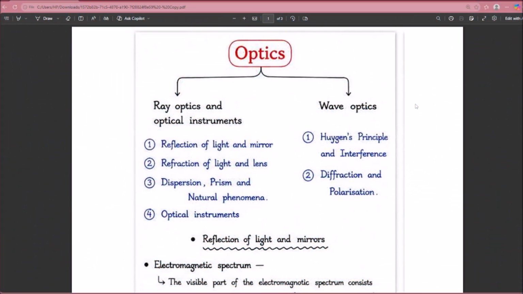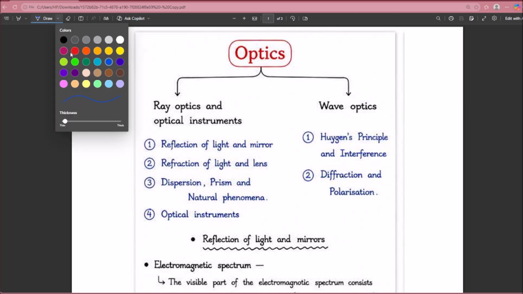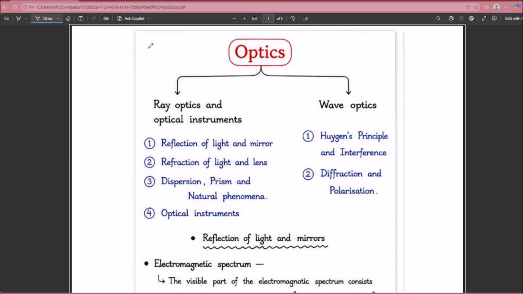So in this series of lectures, we will start optics from basics to advanced level, and in this optics chapter, we will cover some topics. Optics is generally divided into two parts. That is, first is ray optics and optical instruments, and second one is wave optics.